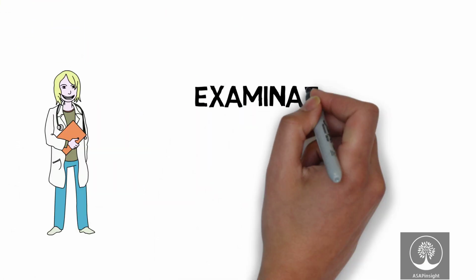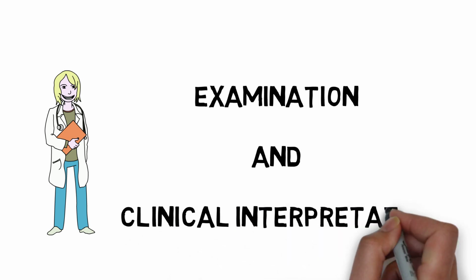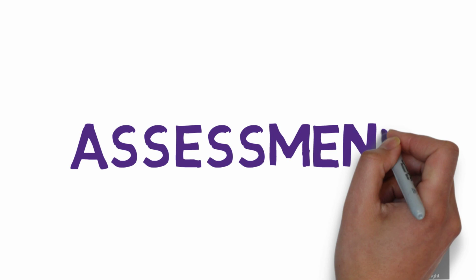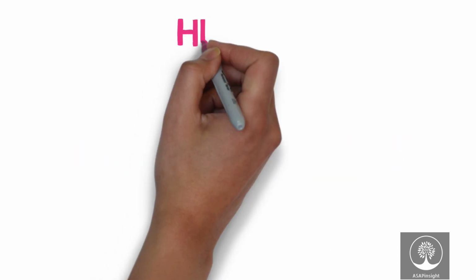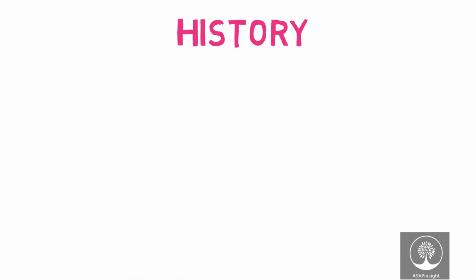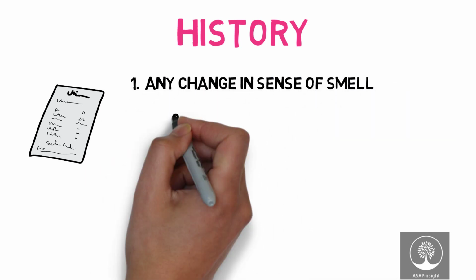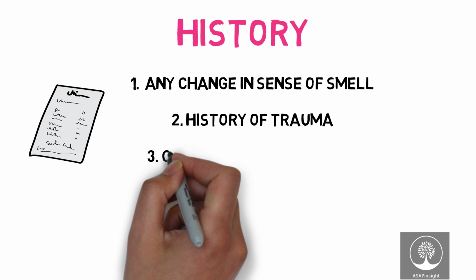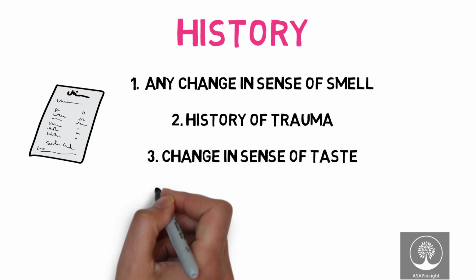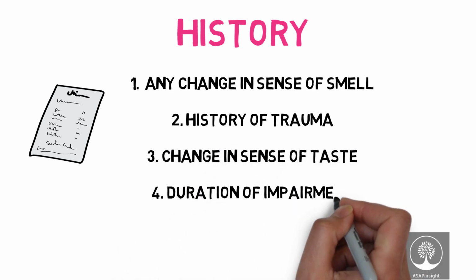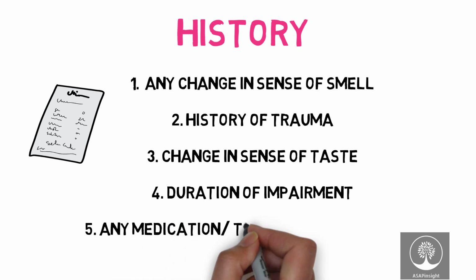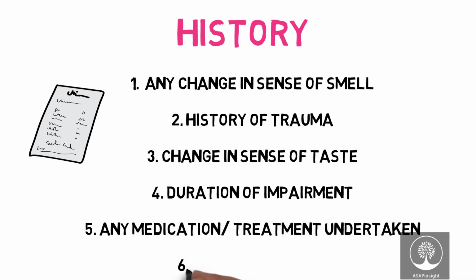Let us now talk about the examination and clinical interpretation. Assessment of the olfactory nerve, starting with history. Note any change in the sense of smell. Ask for any history of trauma, change in the sense of taste, and duration of impairment. Ask about any medication or treatment undertaken. Also check for any surgical history.